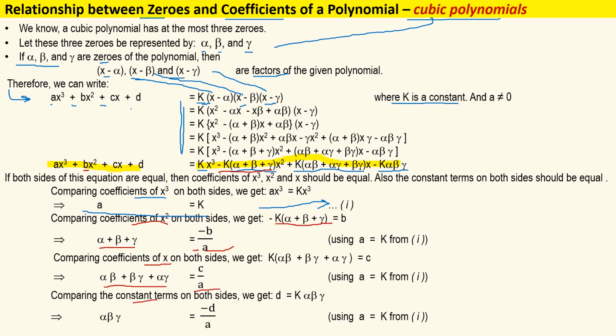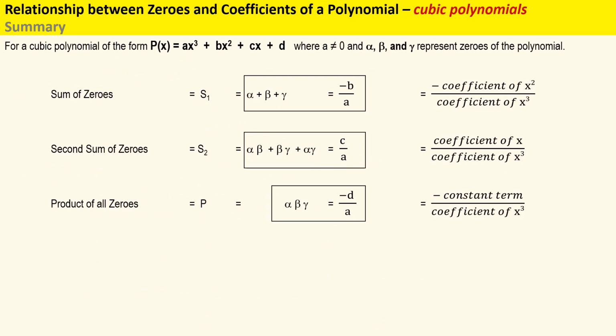And if we compare the constant term, we get alpha beta gamma is equal to minus d by a. And of course, in this comparison, we are using statement number 1, which is a is equal to k. So if we summarize our relationships between zeros and the coefficients of a cubic polynomial, we say that the sum of zeros S1, alpha plus beta plus gamma, is equal to minus b by a. The second sum of zeros, S2, is alpha beta plus beta gamma plus alpha gamma, which is equal to c by a. And finally, alpha times beta times gamma is equal to minus d by a.